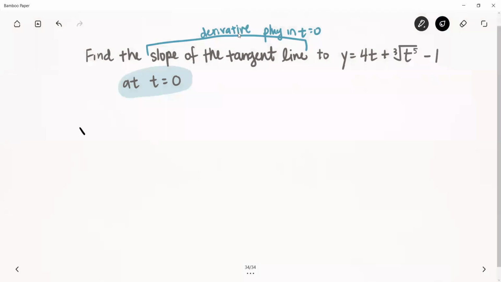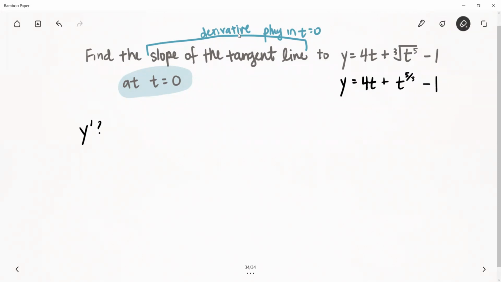So y prime is what I need. So I'm going to make note that 4t is good, but this middle term does need to be rewritten if I want to try to use my power rule. Otherwise, if I can't use my power rule, I have to do it with the definition way. So I'm going to try to rewrite this. So again, this is a radical. I know that this can be rewritten. So t to the 5th is still t to the 5th, but the cube root means that it's the 1/3.